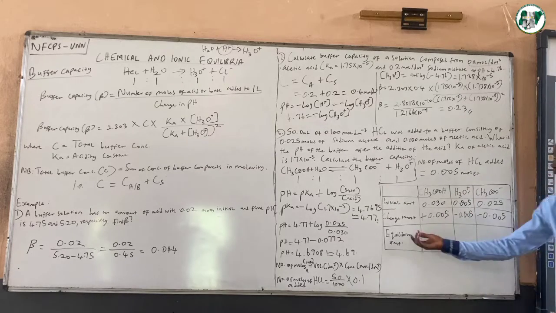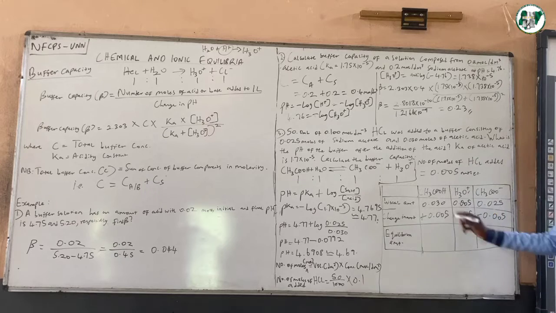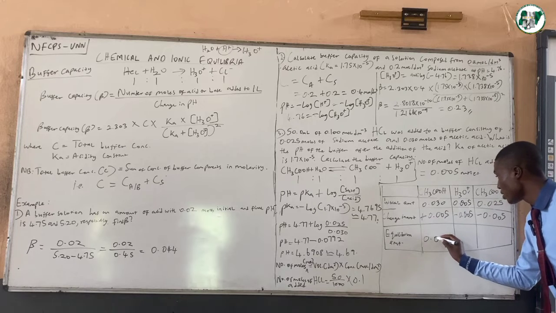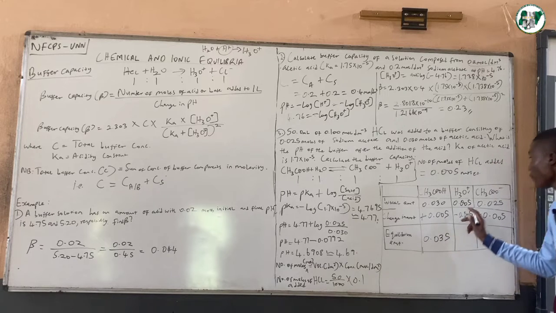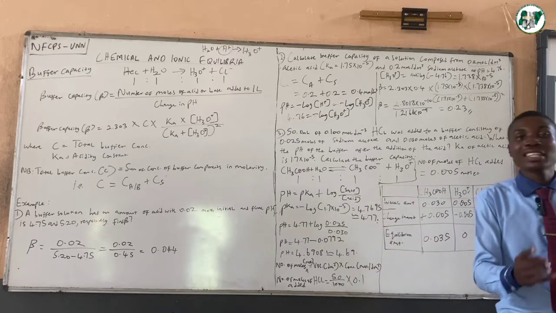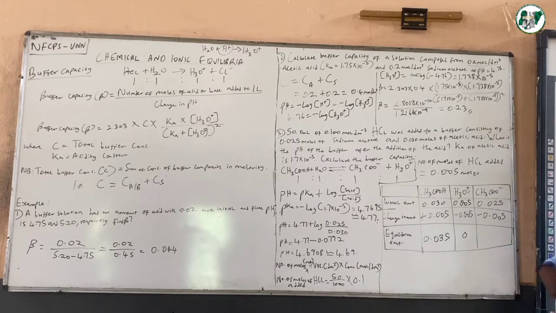So the next thing to now calculate is the equilibrium amount. So 0.030 plus 0.005 is going to give us 0.035. If you add this, it's going to give you 0. Now, if you look at your material, it says X. Why is your material saying X?